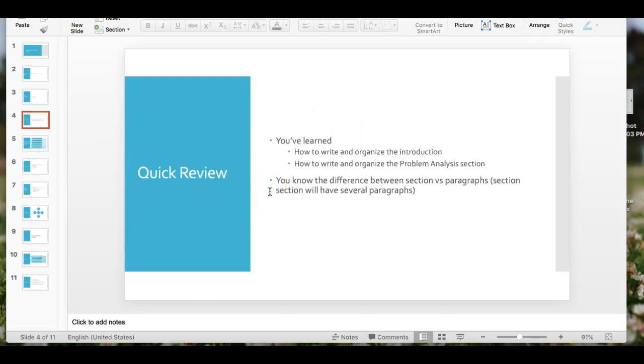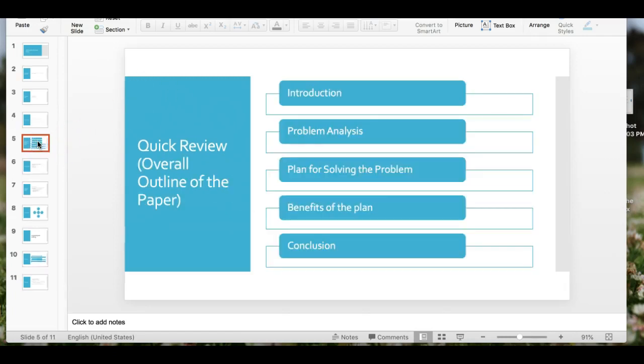Going next. So a quick review of what you've learned. You've learned to organize the introduction, and the problem analysis section, which I think is the biggest and most involved section, in that most of your research goes in there. Some research can go in the section we're talking about now. You also learned the difference between sections and paragraphs. This is one of those sections that will have multiple paragraphs, as I will show you in the structure. So let's review the overall outline of this paper. It will have an introduction, a problem analysis section, a plan for solving the problem section, the benefits of the plan, and a conclusion. So it'll have 5 sections, and at least 2 of them will have multiple paragraphs.